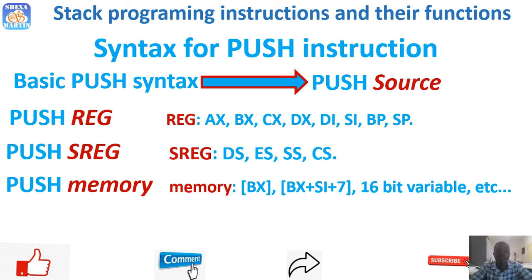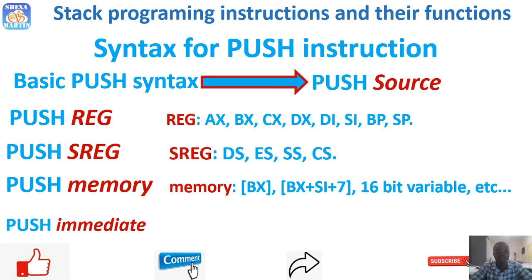And then we have bx plus si plus 7. Which addressing mode is this one? So this one is based indexed with displacement, right? So you can push an immediate value.